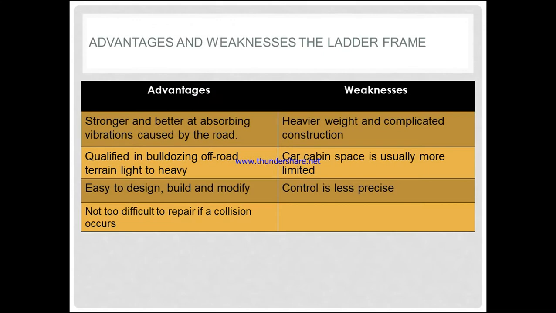Advantages and weaknesses of the ladder frame. Advantages: stronger and better at absorbing vibration caused by the road, qualified for tackling heavy road terrain, easy to design, build and modify, and not too difficult to repair if damage occurs. Weaknesses: heavy weight and complicated construction. Car cabin space is usually more limited and control is less precise.